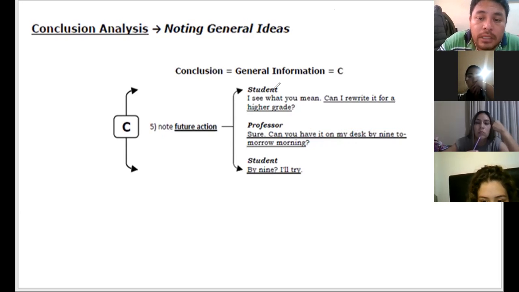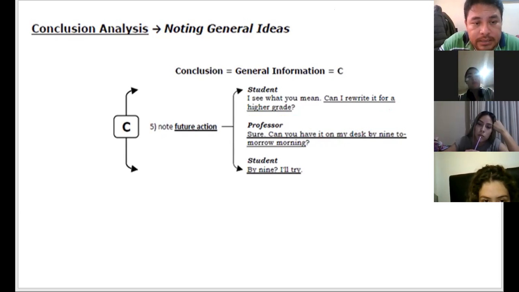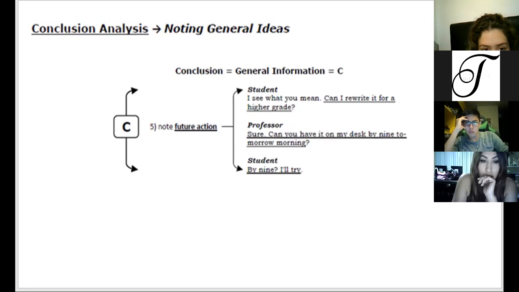Okay. Now, if you analyzed all the text, all the listening had a main purpose. That is this: can I rewrite it for a higher grade? The main purpose of that is that she wants to write it again. She needs to do it again to get a higher score. So all that was because of that. Okay.